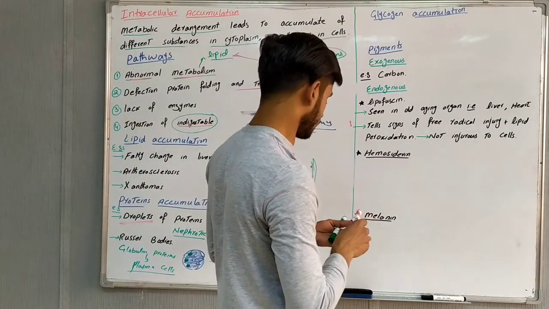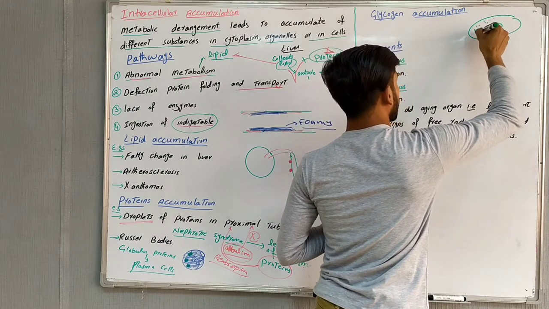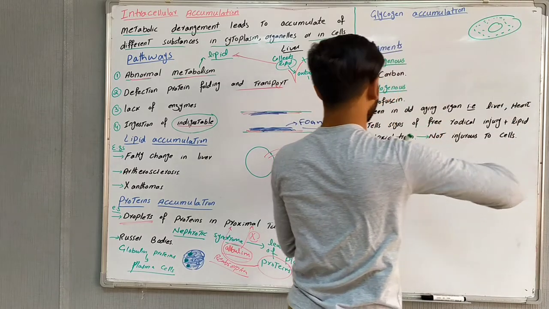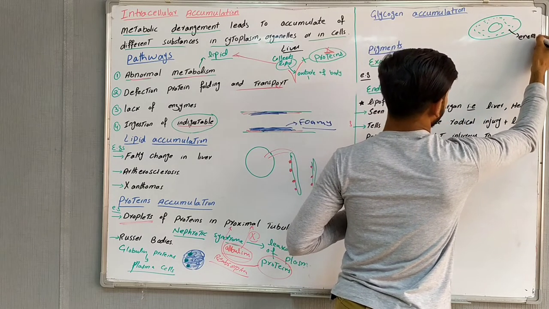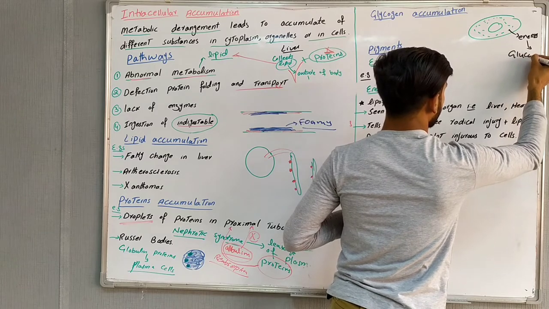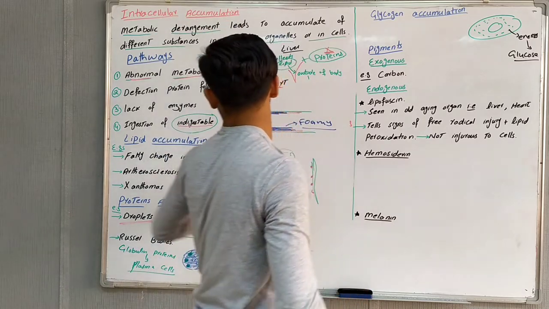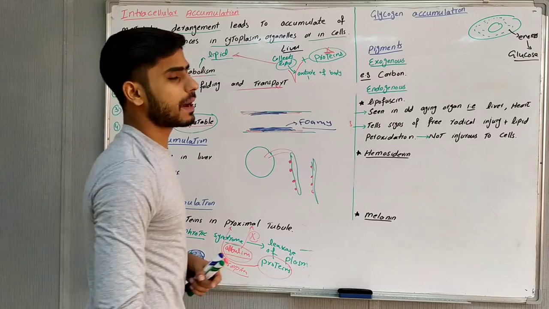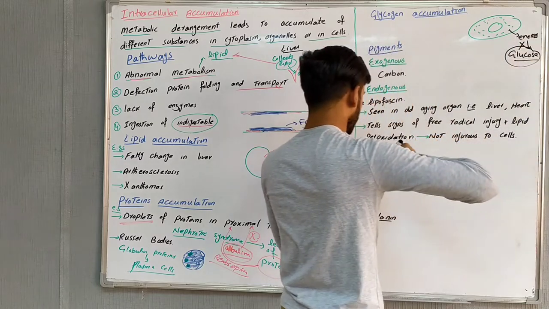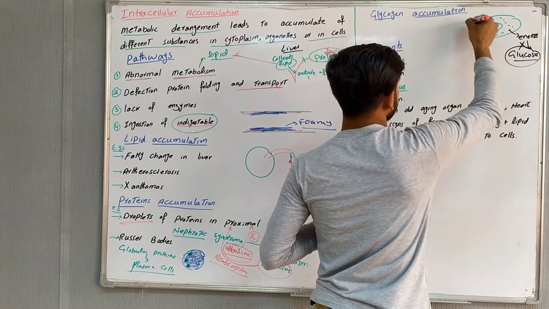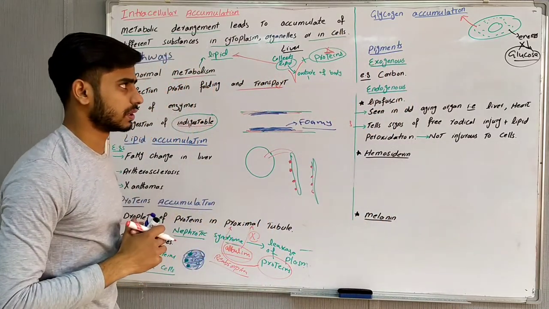Next is the glycogen accumulation. You know that a simple cell has a nucleus, and this cell has glycogen molecules. The function of this glycogen is energy production. It will give us energy by being changed into glucose. But in the case of glycogen accumulation, some abnormal metabolism will happen. Then these glycogens will not change into glucose, so it will cause the accumulation of these glycogens in our body.